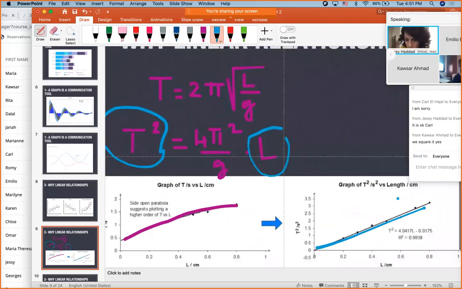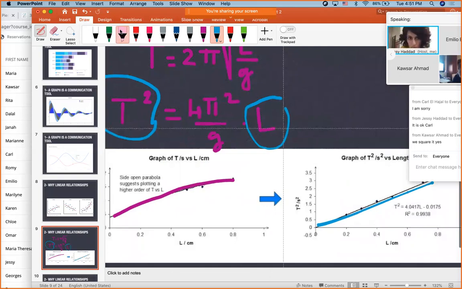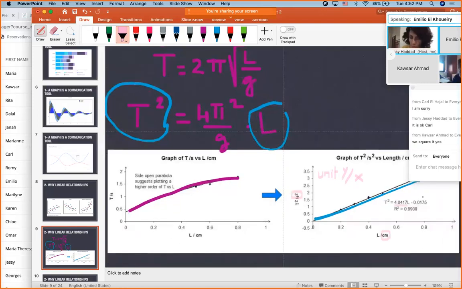And you see the equation of the line here? This, the equation of the line. Can you tell me what the slope is? 4.0417. Exactly. Can you tell me the units of the slope? It's the unit of y over unit of x. So second squared over centimeter. Exactly, that's the unit of the slope. Don't forget to add a unit for the slope. And thank you so much, Emilio.